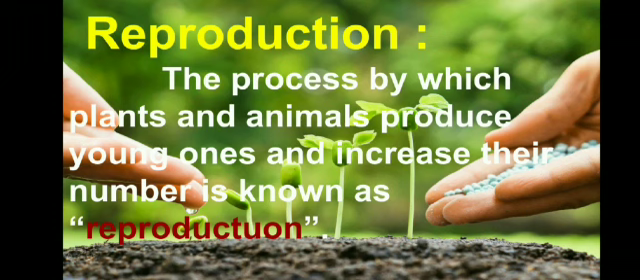So, what is reproduction? Generally, reproduction means a process by which plants and animals produce their young ones and increase their number. So, reproduction takes place in plants, animals, and human beings. It takes place everywhere. So it is nothing but an increase in number of certain organisms.